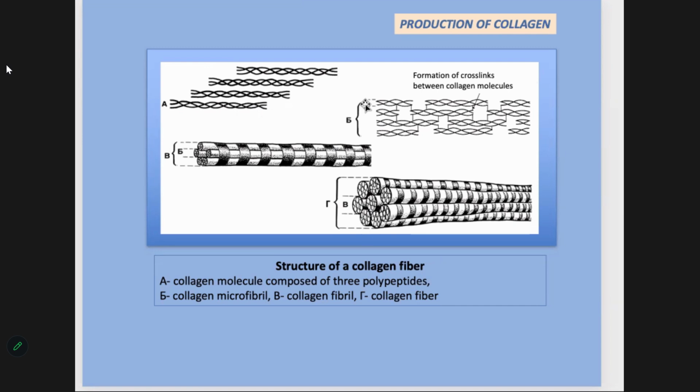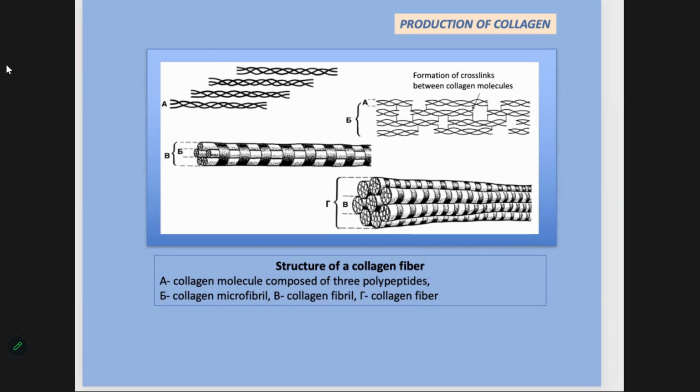The second level of organization is the microfibril level, the collagen microfibril. Some collagen molecules are connected by cross links to form the collagen microfibril. The third level of organization is named collagen fibrils. Some collagen microfibrils connect with each other by glycoproteins. These bridges of glycoproteins connect the microfibrils into the collagen fibrils. And the last level of organization is the level of collagen fibers, when some collagen fibrils form the larger structure, the collagen fiber, connected with each other also by glycoproteins.